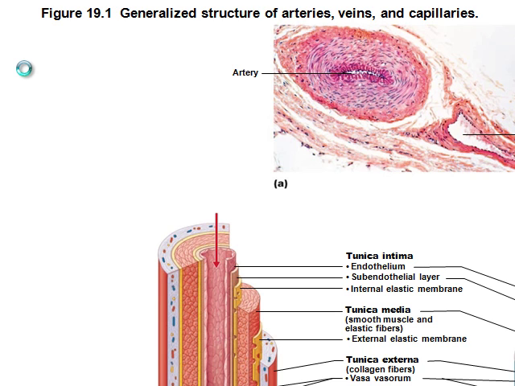So the layers of the walls. Tunica intima in the center, touching what we call the lumen. What's a lumen? That's the space that flows through the vessels. So we have endothelium. What is that? What kind of cells? Epithelial cells that line the inside.